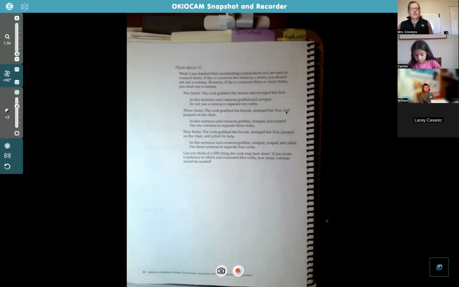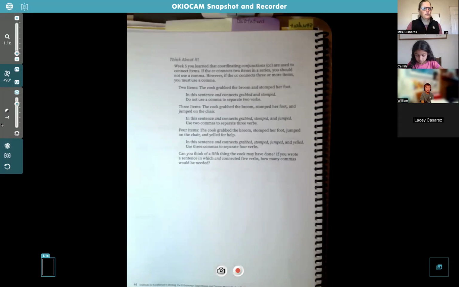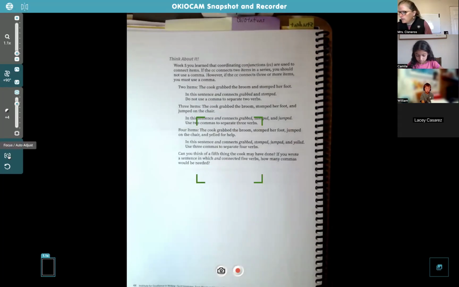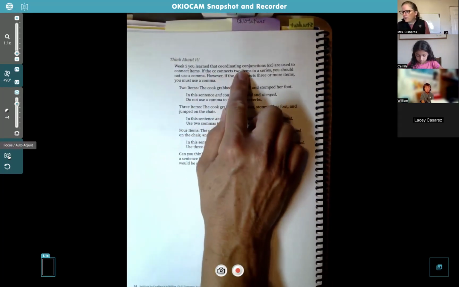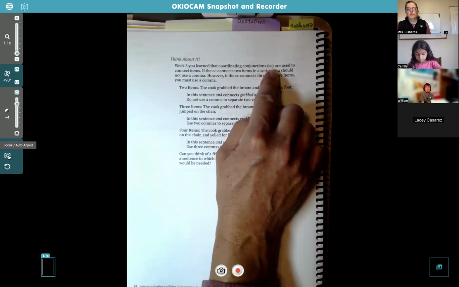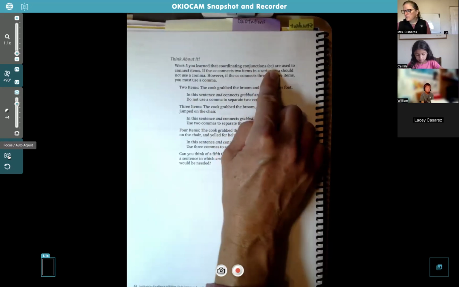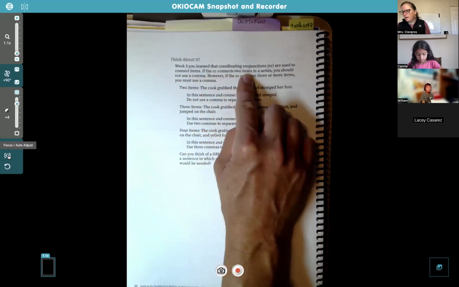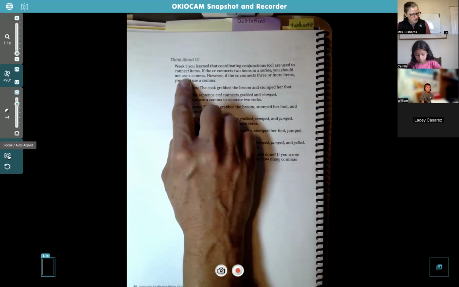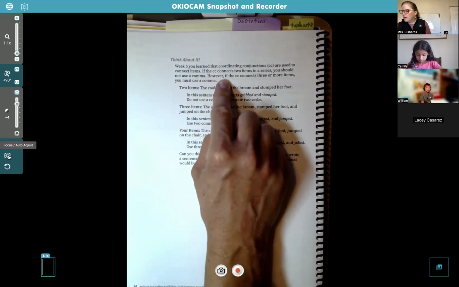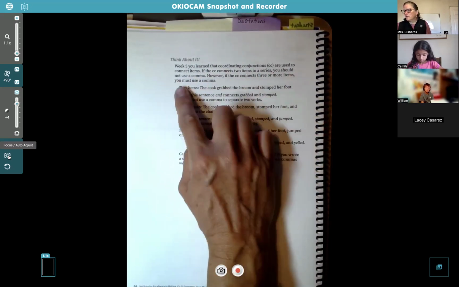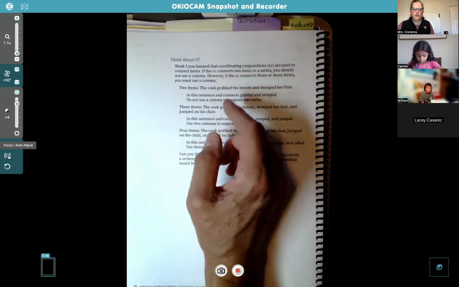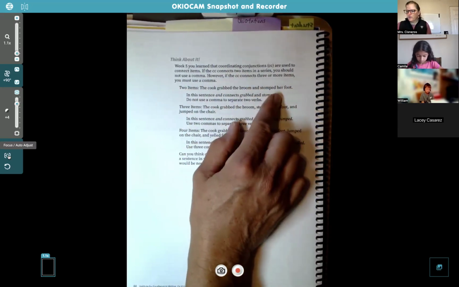And we're talking, it says think about it. Sometimes they have stuff for us to think about. We're not actually doing something about it, but we are thinking about it, which is good. It says in week 5, you learned that coordinating conjunctions, CC, remember that's the fanboys words, are used to connect items. If the CC connects 2 items in a series, you should not use a comma. However, if the CC connects 3 or more items, you must use a comma. We just talked about that. So here's more examples of that.